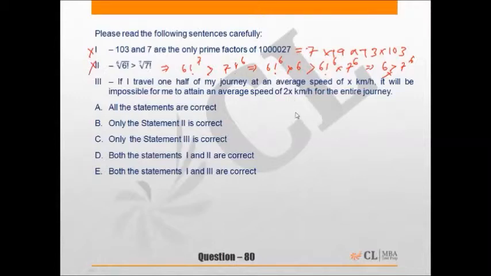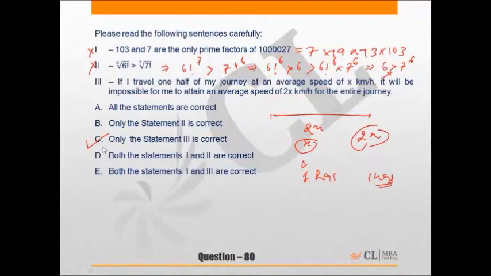Come to the last statement. If I travel one half of my journey at an average speed of x km per hour, it will be impossible for me to attain an average speed of 2x km per hour for the entire journey if the length of journey is twice of x and I travel first half of the distance at an average speed of x km per hour. So to cover x km, I'll take 1 hour, and if I want to attain an average speed of twice of x, then the total time to travel 2x at this speed will be 1 hour, which is not possible as we have already taken 1 hour, so we can't travel the rest of the distance in no time. Therefore, only statement 3 is correct, and option C validates this thing. Therefore, C is the correct answer.